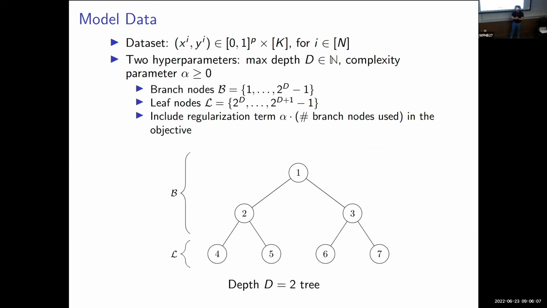Just to establish the notation, the data set is a set of points xi, yi, and the features are normalized to the 0-1 interval. There's p of them. And the classes are going to be 1 through k without loss of generality. There are two hyperparameters that are of interest: the max depth and the regularization parameter alpha, the cost complexity pruning parameter. The nodes are going to be laid out like a full binary tree. Every level is fully filled out, so to speak. The depth is defined as the length of a path from the root node to the leaf node. The picture here is a depth 2 tree.